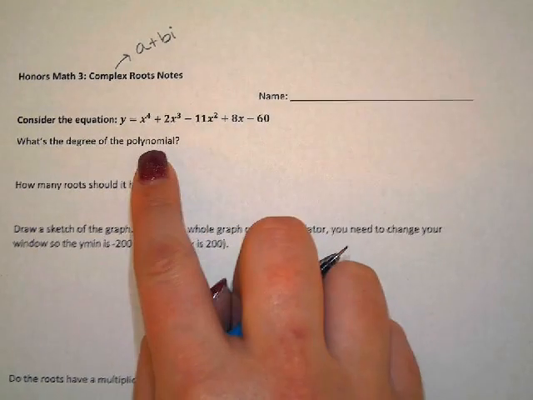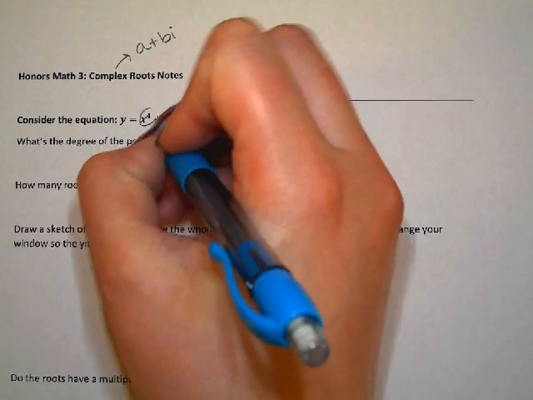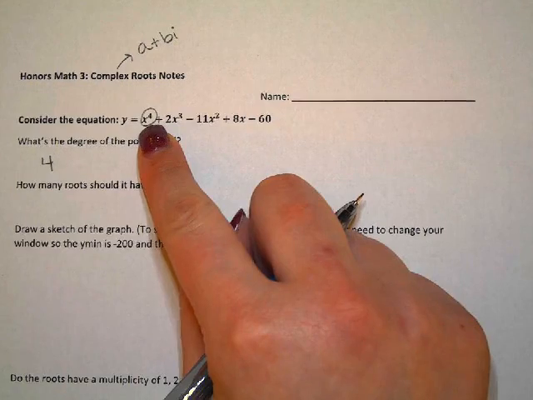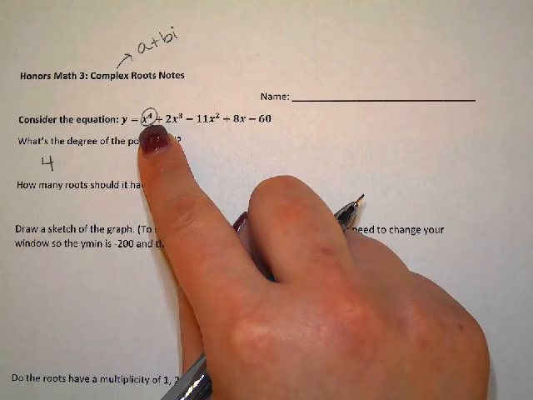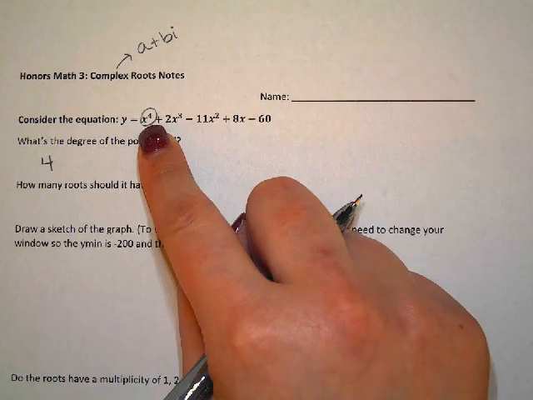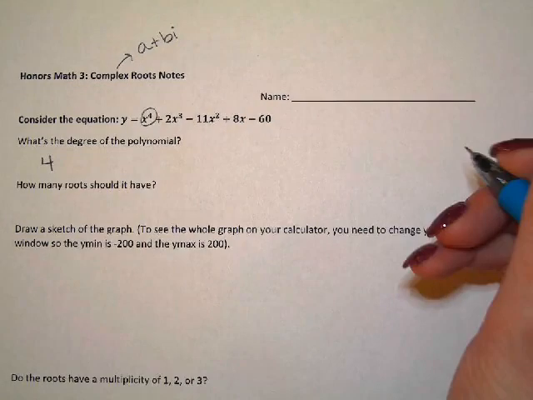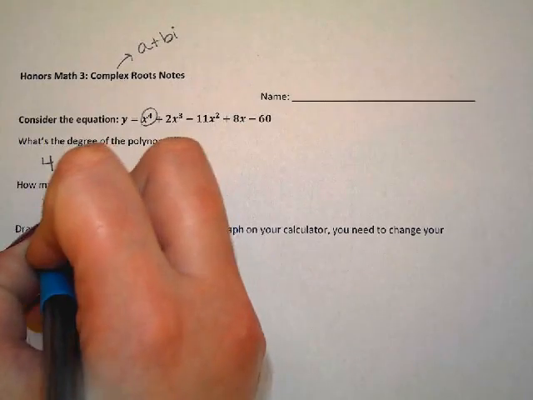So first, we're going to look at this equation. The degree of this polynomial is 4. If we want to know the degree and it is written in standard form, we look for the highest exponent. If it's written as a linear factorization, that's when it has all the parentheses, and that's when we add the exponents together. Since this one is in standard form, we just look for the highest exponent. That means that it should have 4 roots.